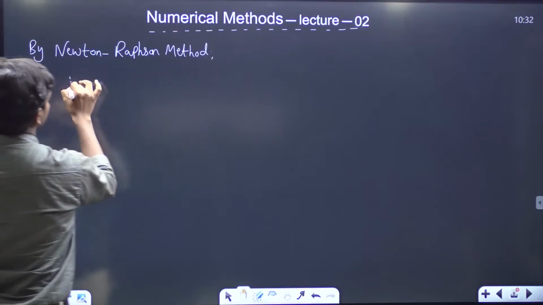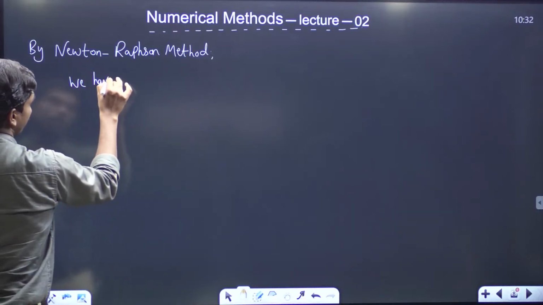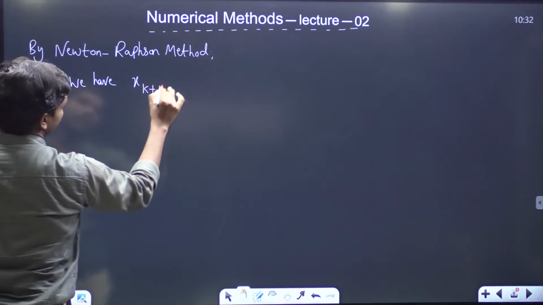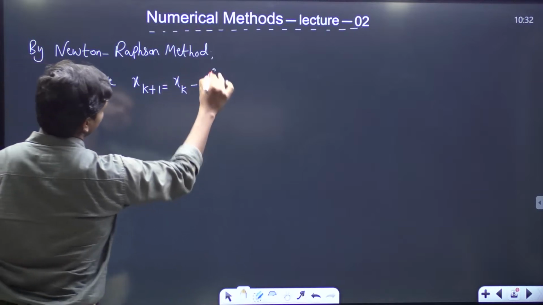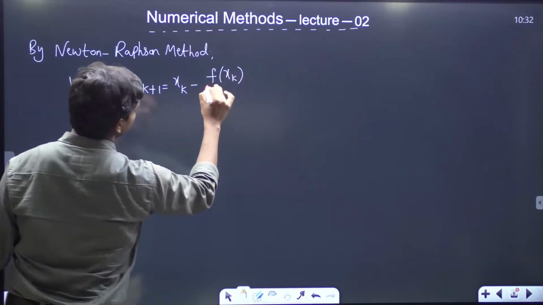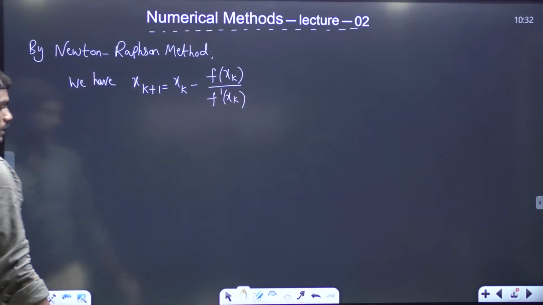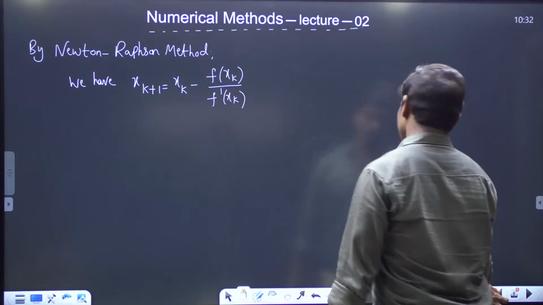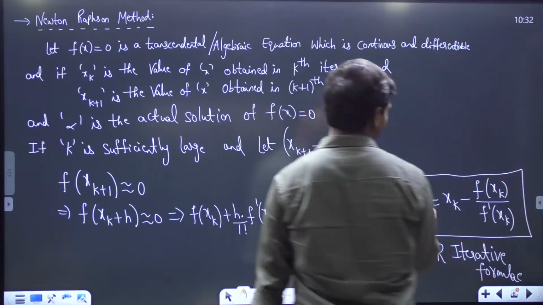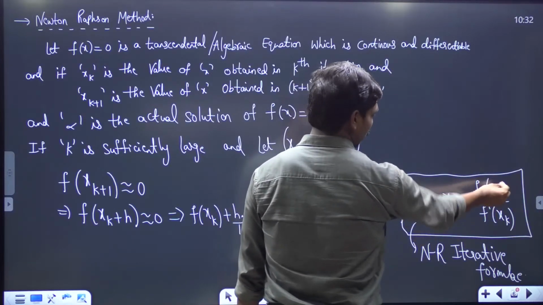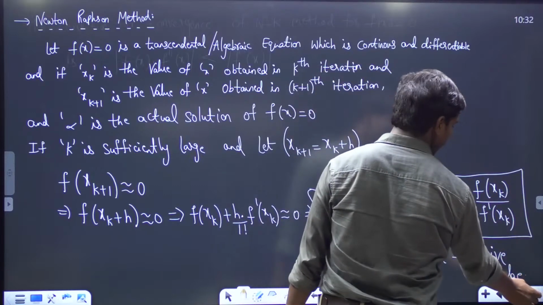we have xk plus 1 is equal to xk minus f of xk divided by f dash of xk. Correct? This is what we got here by the Newton-Raphson method. If you see here, this is the expression that we got: xk plus 1 is equal to xk minus f of xk divided by f dash of xk for the iteration.